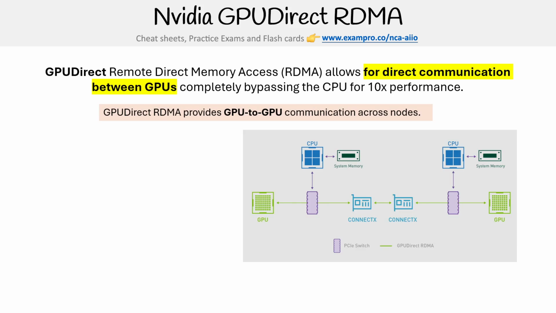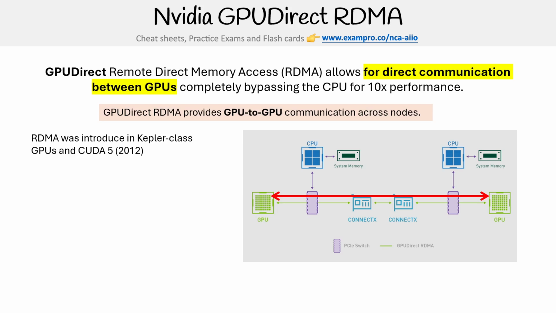So imagine here we have our network. Notice that we have GPUs on the far side of each one, and they're using ConnectX. And through ConnectX, we're going to be using InfiniBand with RDMA to have a super fast connection. And so this is the line that we're looking at. And you notice that it is completely skipping over the CPUs and the CPU memory because we're doing GPU to GPU. So RDMA was introduced in the Kepler class GPUs of CUDA 5 in 2012, so it's been around for a long time. GPUDirect RDMA fully supports InfiniBand NDR, so 500 gigabits per second.